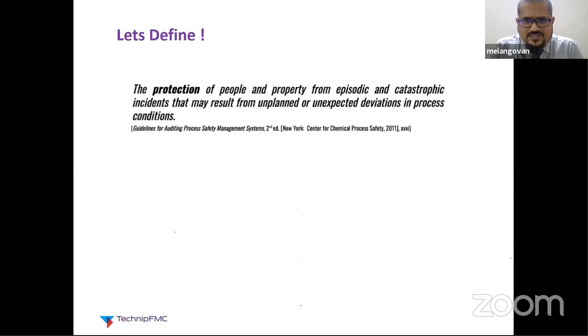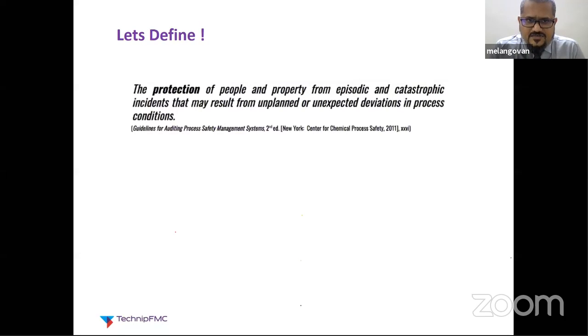Our first point is to define process safety. When you Google "process safety definition", I'm sure you can get thousands and thousands of definitions. This will differ from country to country, organization to organization. One of the foremost organizations in the process safety sector is the Center for Chemical Process Safety, that is AIChE, which is situated in the USA.